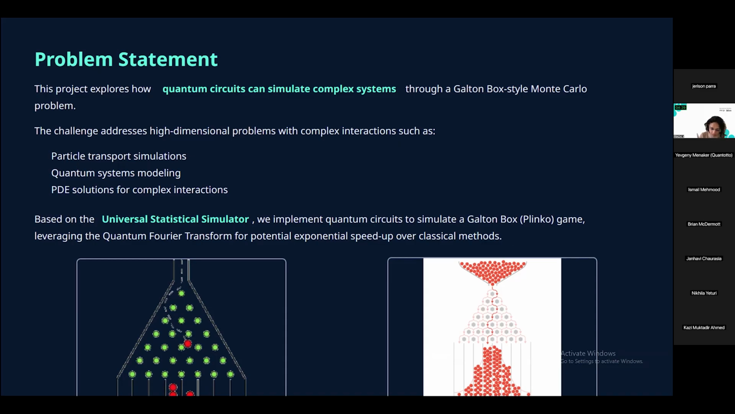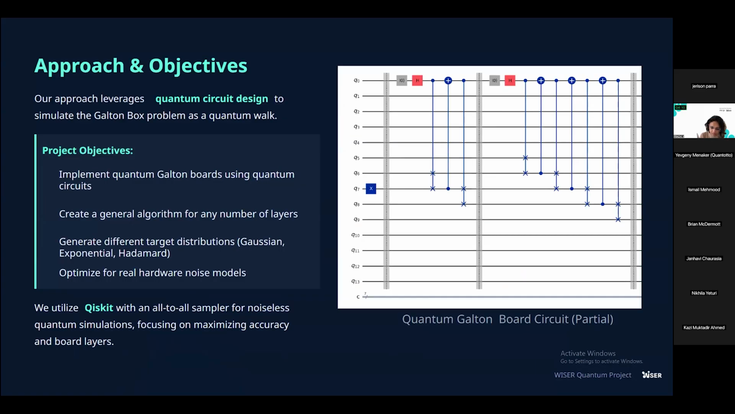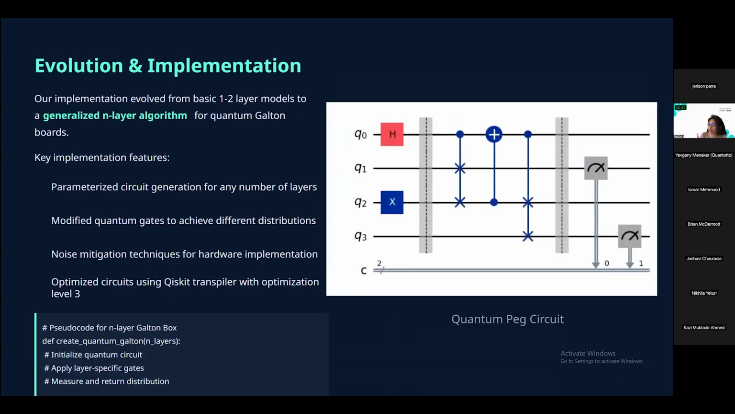Our key innovation, or the paper's key innovation, is leveraging the quantum Fourier transform to achieve potential exponential speedup over classical Monte Carlo methods. We built this using Qiskit with parameterized circuit generation that works for any number of layers. We evolved from basic 1 to 2 layer models to a fully generalized n-layer algorithm. Our circuits can generate 3 different target distributions: Gaussian, exponential, and Hadamard. We tested across 12 IBM fake backends with qubits ranging from 127 to 156 qubits.